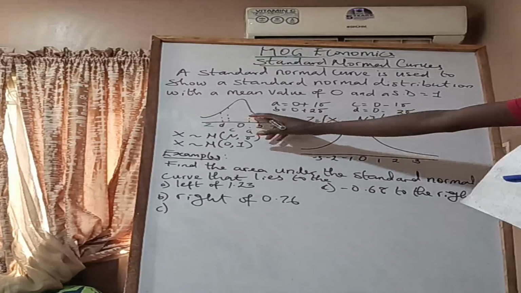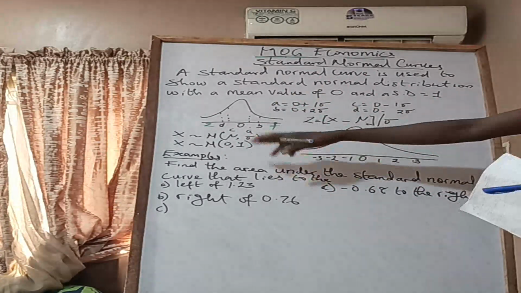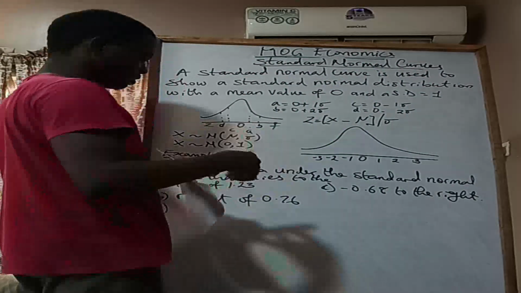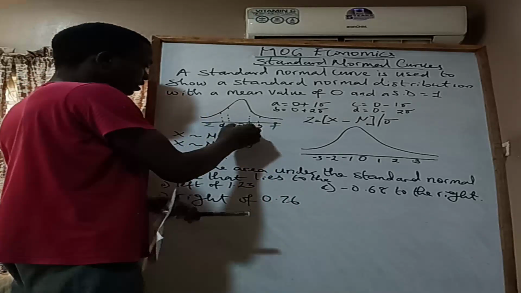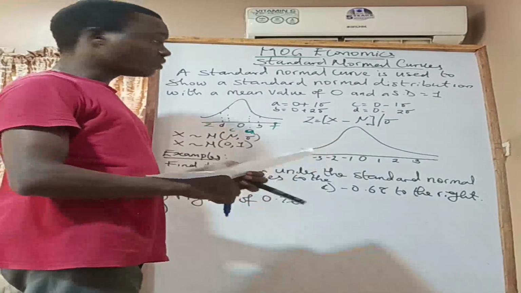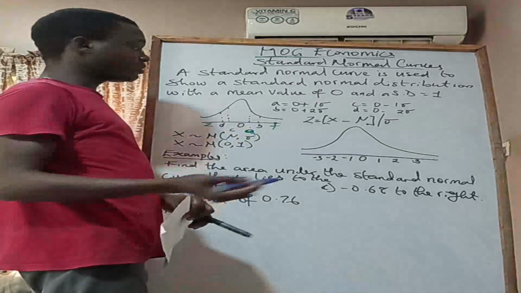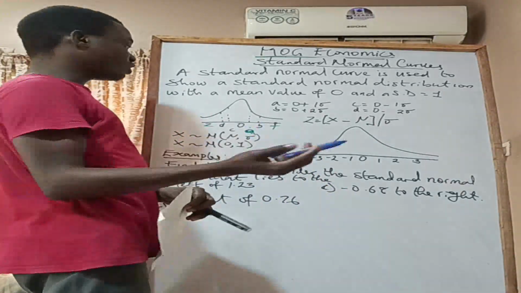Now, the mean here has become 0. Don't worry, we'll solve two examples. So this is A here. This A is representing a value that is one standard deviation away from the mean. Then B is representing a value that is two standard deviations from the mean. F is representing a value that is plus three standard deviations away from the mean.